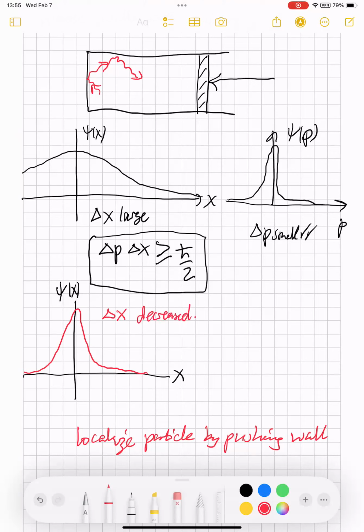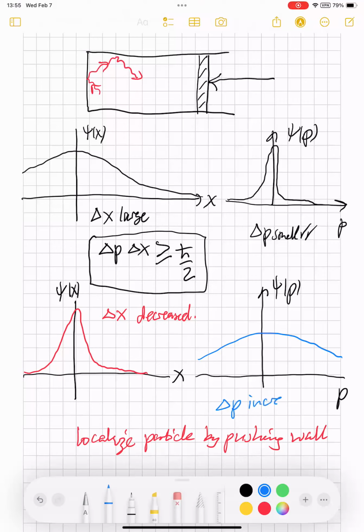And what that means for the momentum space wave function, if delta x has decreased, now if we look at psi of p, delta p, so in fact, let me change that color. Let me make it blue. Delta p has increased. Now, why did delta p increase?